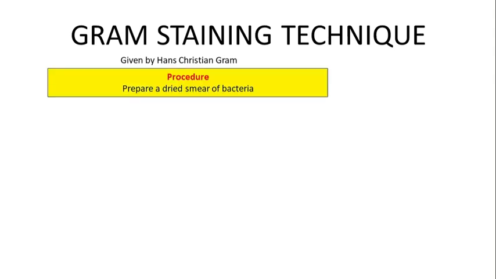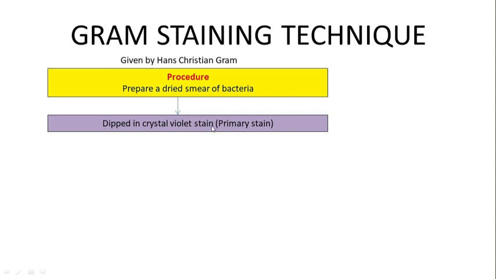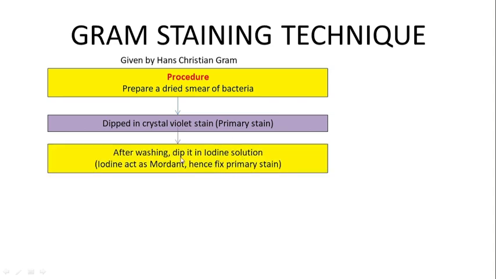So let us see. The procedure is that we need to prepare a dried smear of bacteria. On any particular slide, we can just put a smear of bacteria. Then we add crystal violet stain. This is a primary stain and it is purple in color. Then we wash it and later dip it in iodine solution. Why are we adding iodine? Because we want to fix this crystal violet stain. It acts as a mordant and helps in fixing the primary stain.